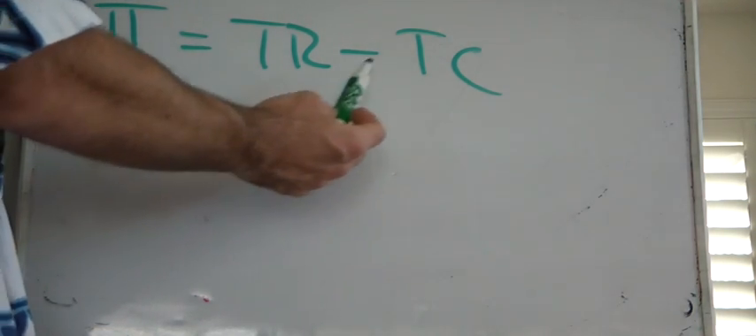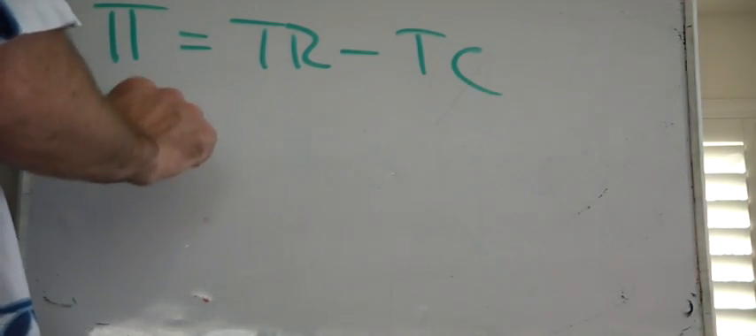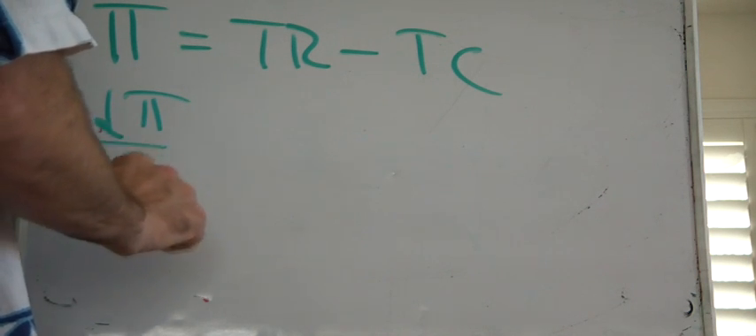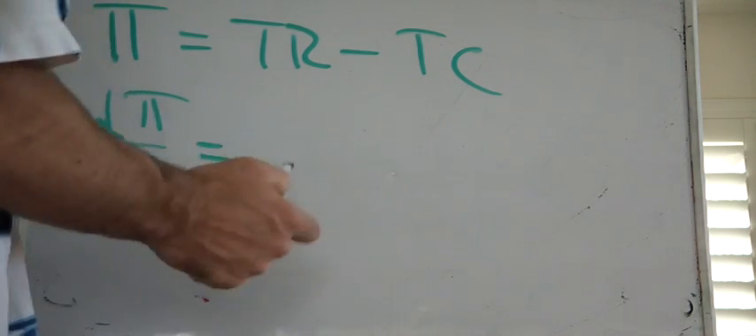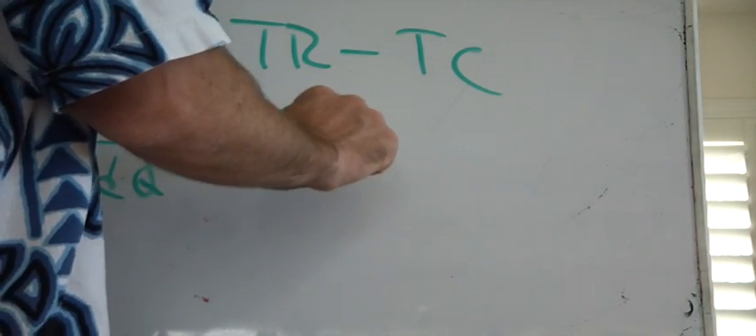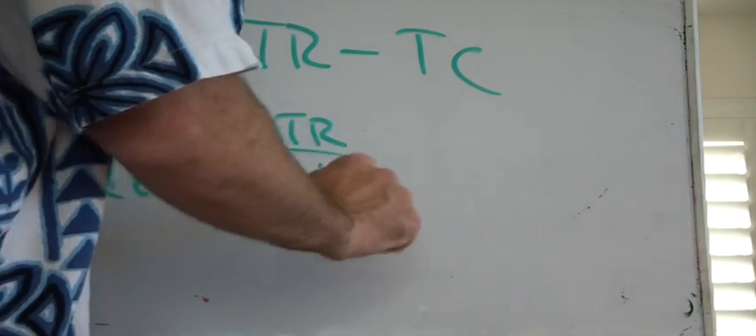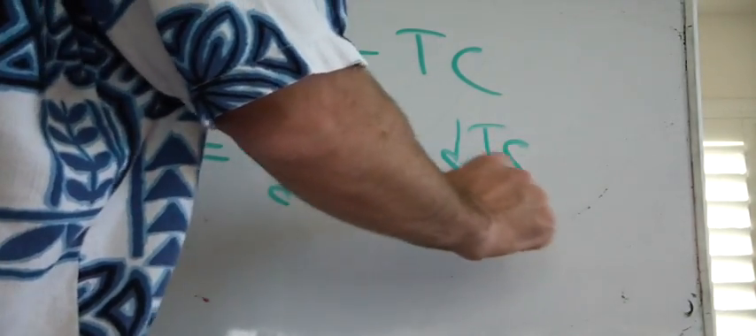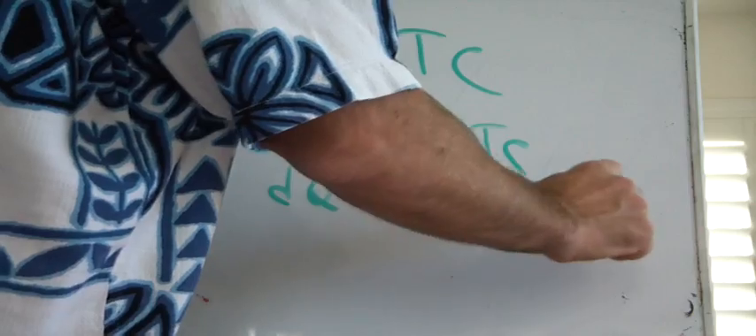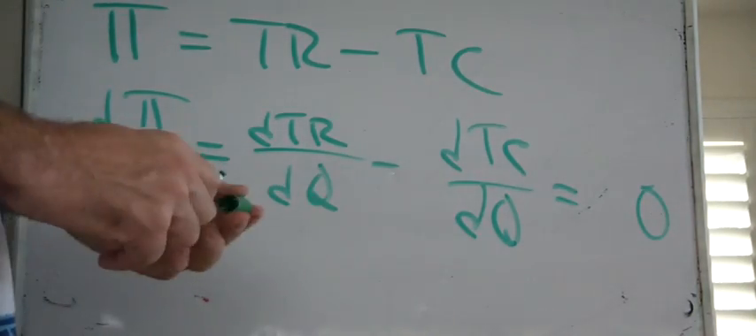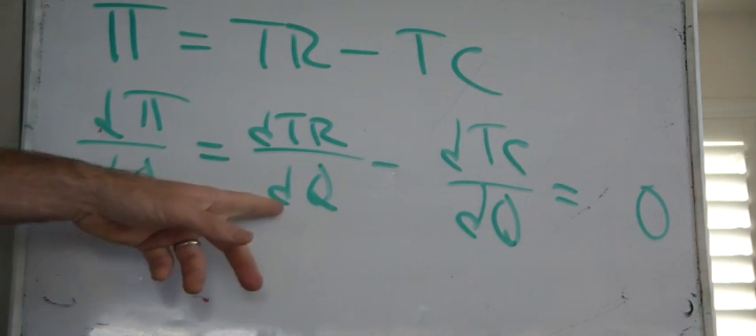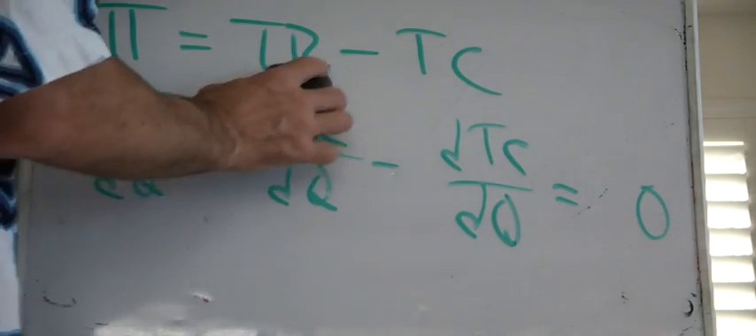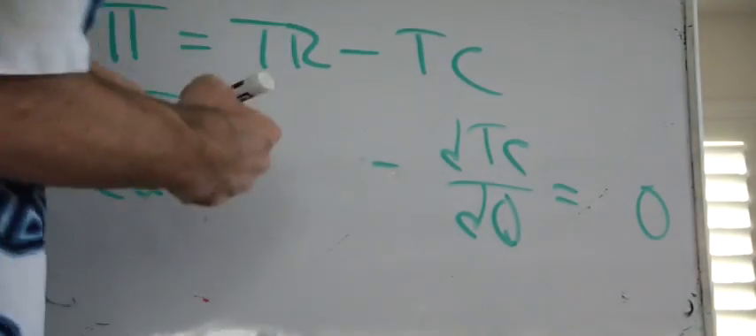Profit equals total revenue minus total cost. Where is profit maximized? Where the change in profit with respect to quantity is equal to 0. The change in total revenue with respect to quantity, minus the change in total cost with respect to quantity, equals 0. Well, what is this? What is the change in revenue with respect to quantity? That's just marginal revenue.